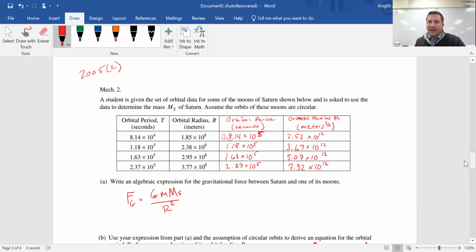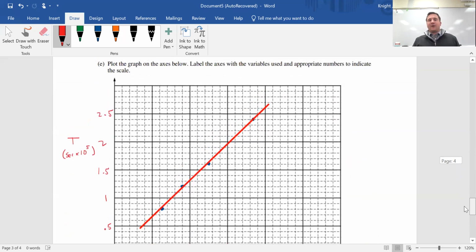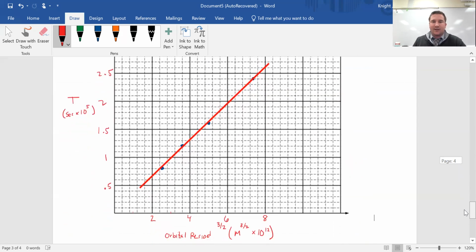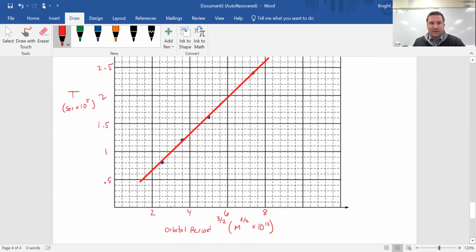Units, meters to the 3/2, units are still seconds there. So there's D. Now we need to plot it. So I did this already too, because I thought this was going to take a little bit of time and I didn't want to spend all of that time with you watching me graph. That doesn't sound exciting.